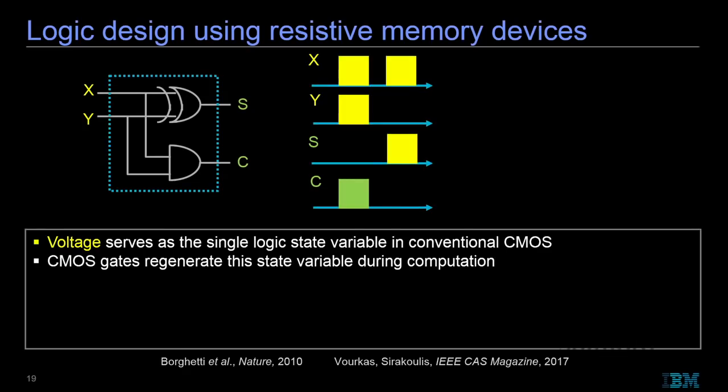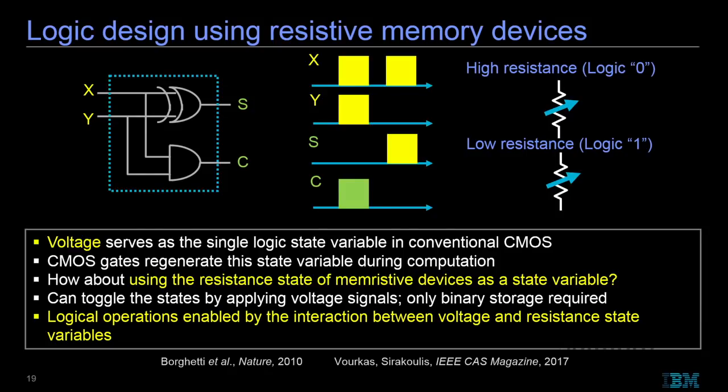So what's the whole idea there? If you look at the conventional CMOS logic, there's only one logic state that is represented in terms of voltage. Your input signals are voltage signals, you process on voltage signals, and you output a voltage signal. In all cases, you have voltage signals. And the CMOS gates essentially regenerate the state variable during the computation process. That's what it does.